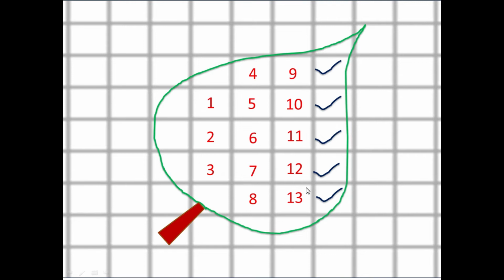But children, see carefully here, these 2 boxes are such that very less portion is inside the leaf's boundary. So we are not going to put a tick here. And once again we start here. These are the squares with maximum portion inside the leaf's boundary.